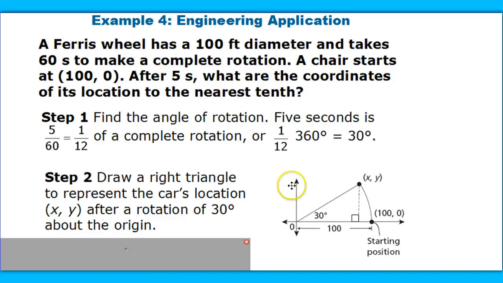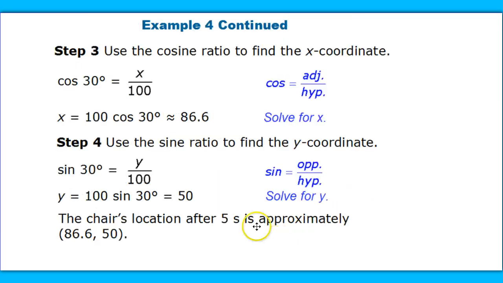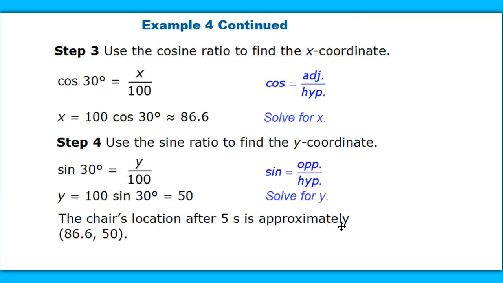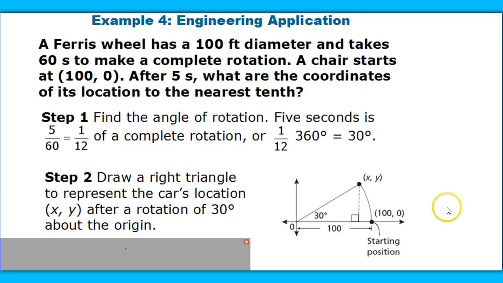And then to find the y value, we're looking for the opposite of the 30-degree angle over the known hypotenuse, 100. That's the sine ratio. So sine of 30 is y over 100, or y equals 100 times sine of 30, which is 50. So the chair's location after 5 seconds is approximately (86.6, 50), 50 feet above where it was in the starting position, right?